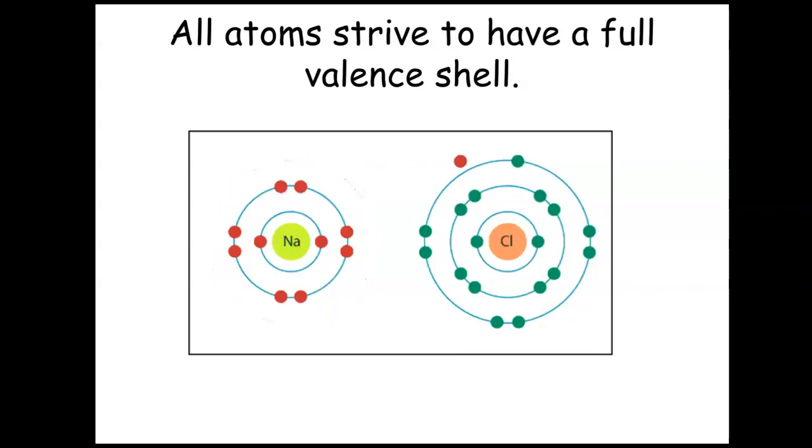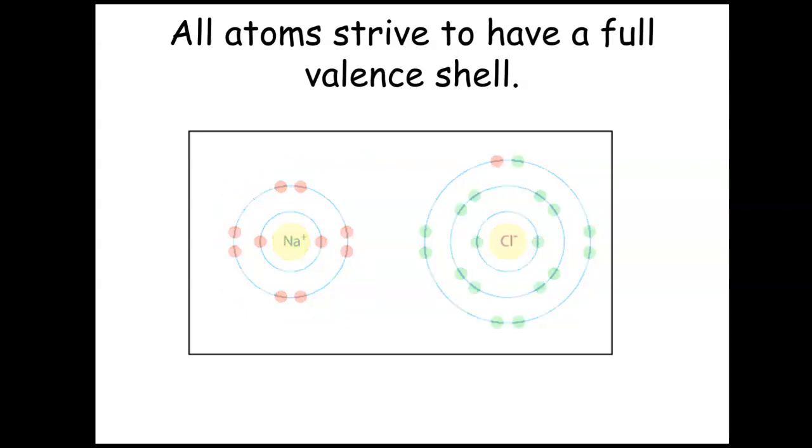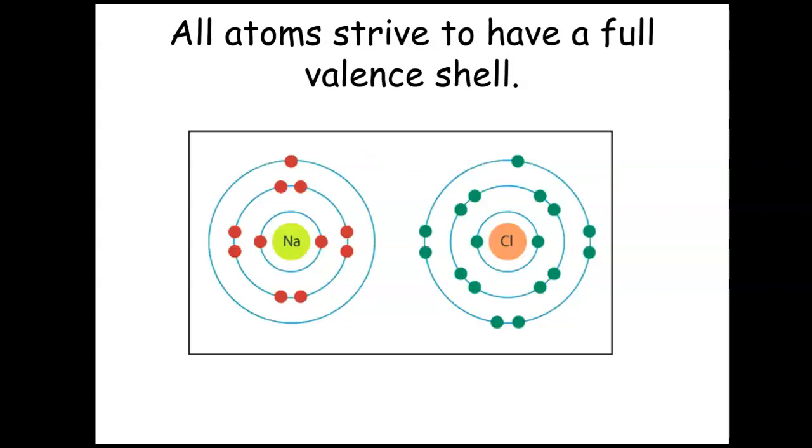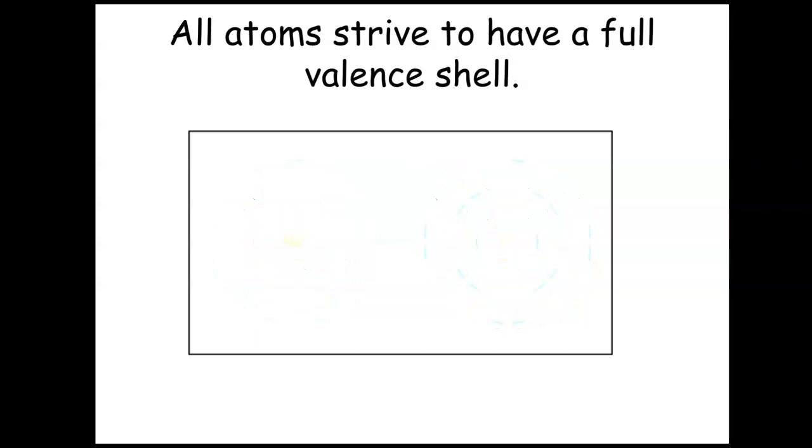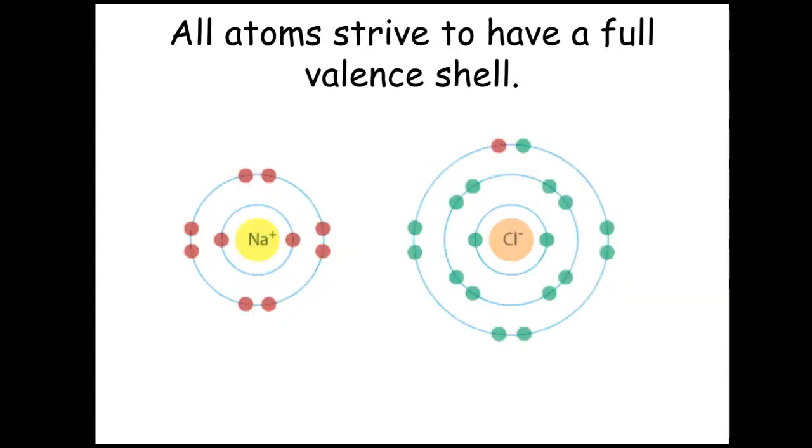In this situation, both ions have reached that noble gas configuration. They now have a positive and a negative charge. And as you know, positive and negatives are attracted to each other. And as a result, you now have the sodium attracted to the chlorine because of that positive and negative charge.